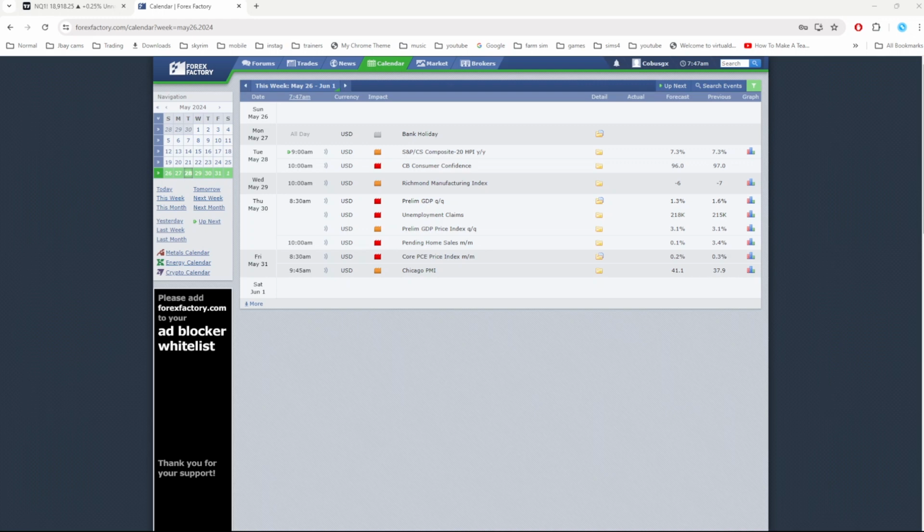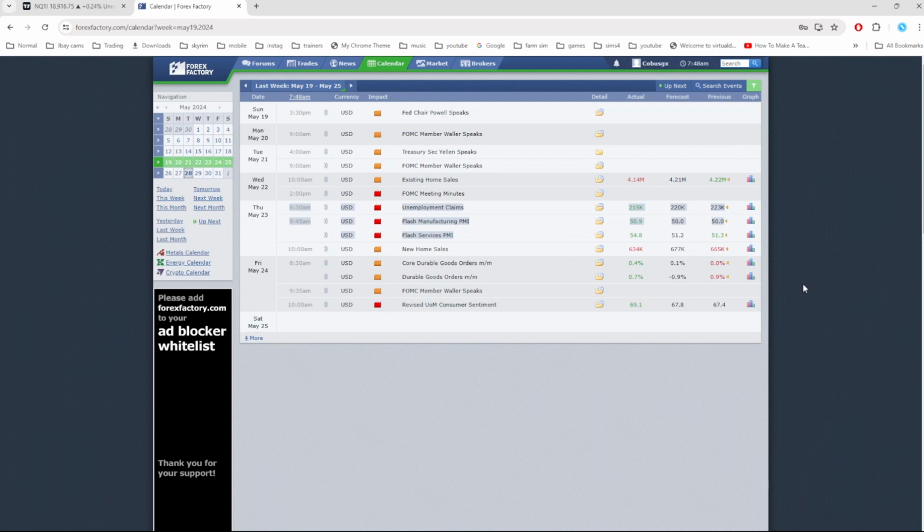So let's look at how you would trade some intraday, intra-session volatility. Let's first look at last week's calendar. As you can see, Thursday, we had PMI. We had FOMC meeting minutes on Wednesday PM session.